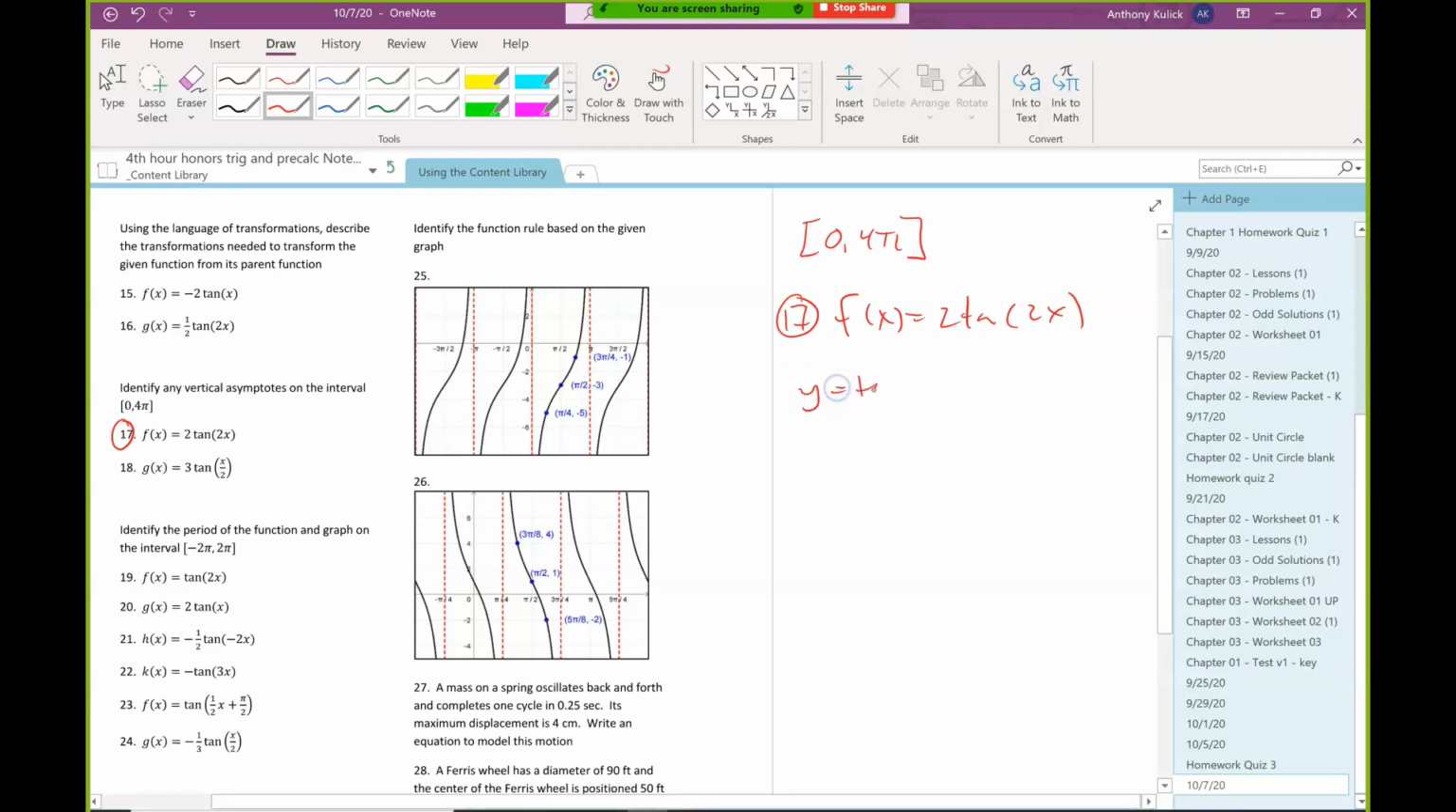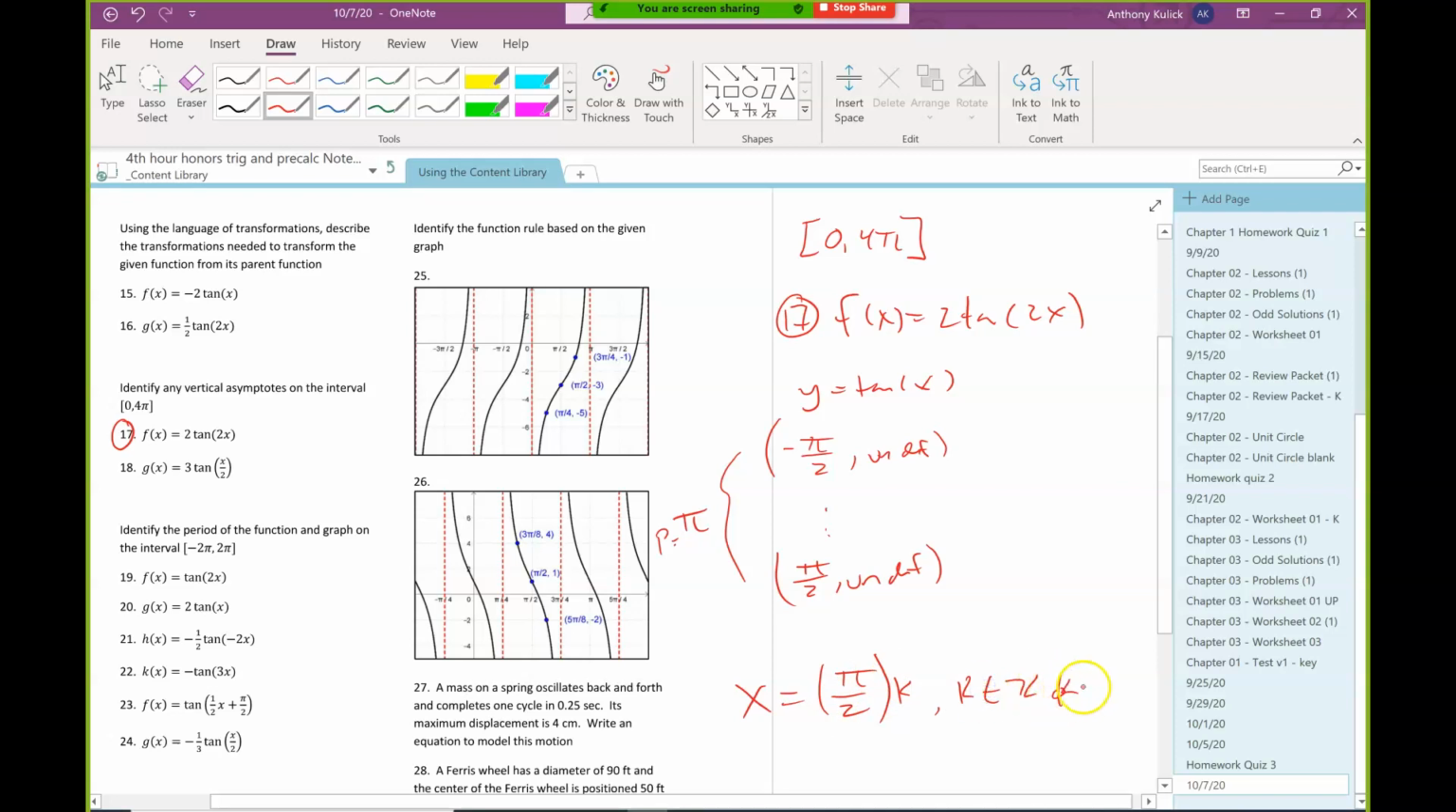So remember, for the parent function, we have a vertical asymptote at negative pi over 2, again at pi over 2, right? And one period is pi total. Or you could have thought it's equal to pi over 2k, where k is an integer and odd. So that's kind of the same thing.